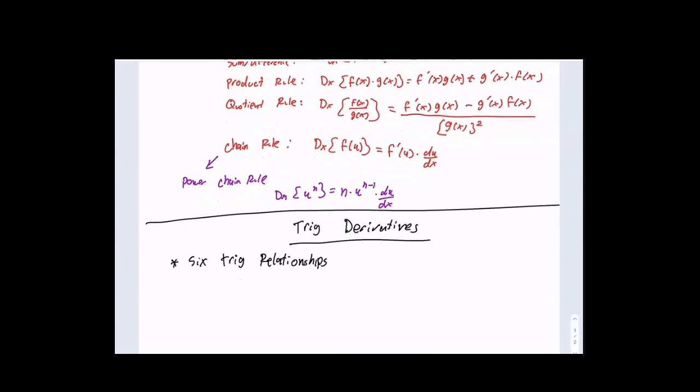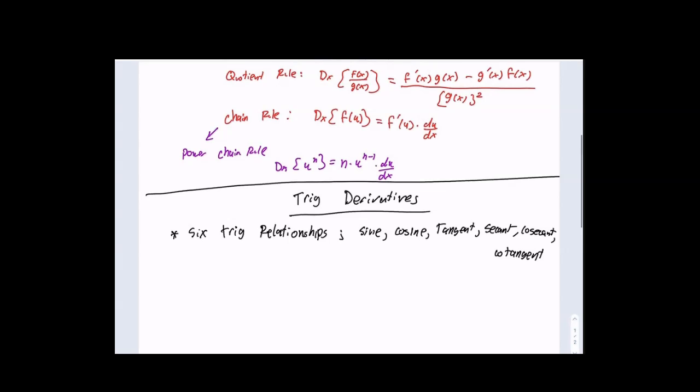The relationships are sine, cosine, tangent, secant, cosecant, and cotangent. All right.